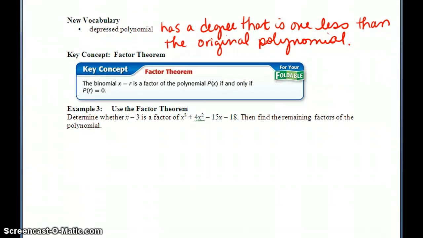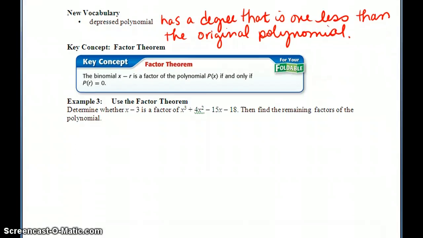So we're going to actually factor this, and we're not used to doing that. And the way we're going to do that is use synthetic substitution or synthetic division to do it. So when I'm looking to see if this is a factor, I'm going to put a 3 in my synthetic division.